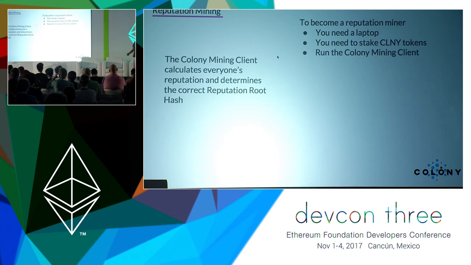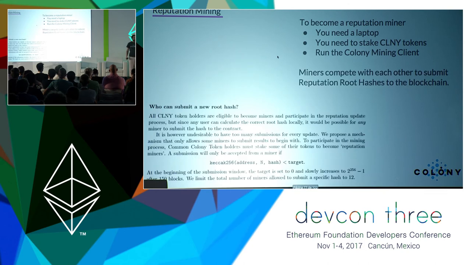Then you run the colony mining client. And the colony mining client will monitor the Ethereum blockchain and collect all of the little events that happen that influence your reputation, apply that to the reputation tree, figure out the correct new root hash, and then submit it to the blockchain. Having said that, all miners, of course, want to be the one to submit it to the blockchain, and we don't want to spam the network with too many submissions.